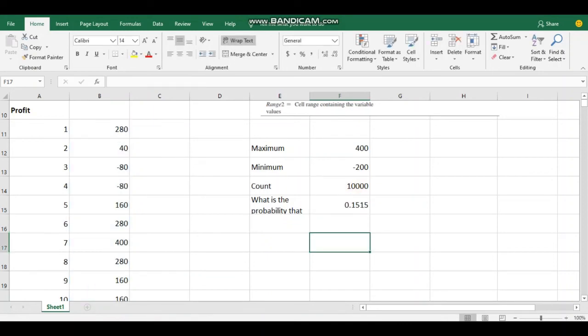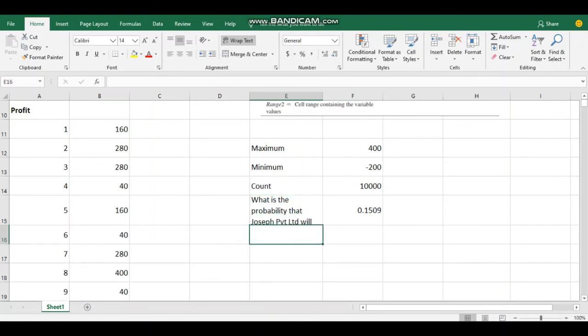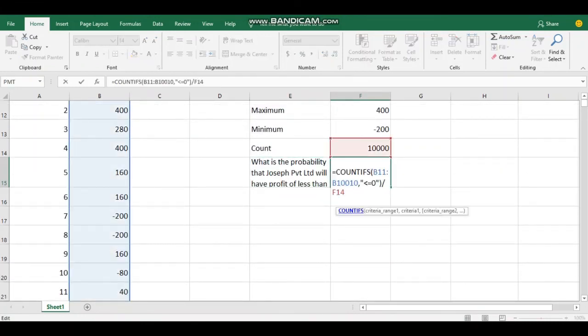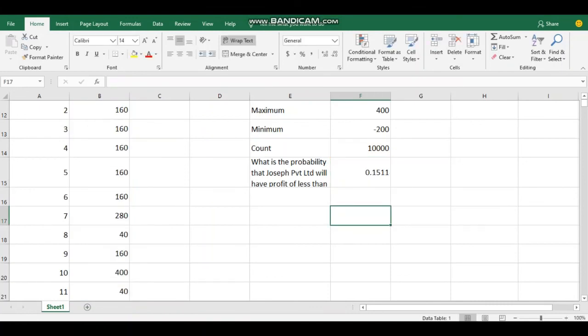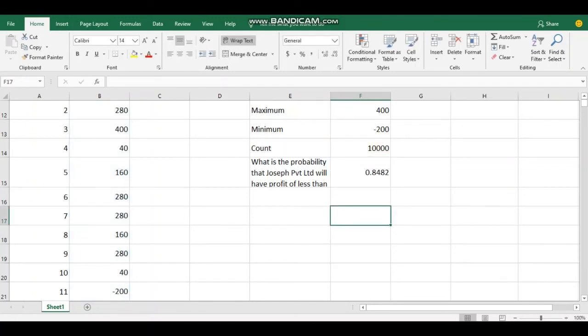So what is the probability of making a loss here, I mean less than or equal to 0? 15%. So what decision would you take, whether you would go for this price or this kind of demand or not? Will you go or not? COUNTIFS: if these values are less than or equal to 0, the percentage is 15%. What is the percentage that it is greater than 0? 84%, right? You can just keep on simulating it.